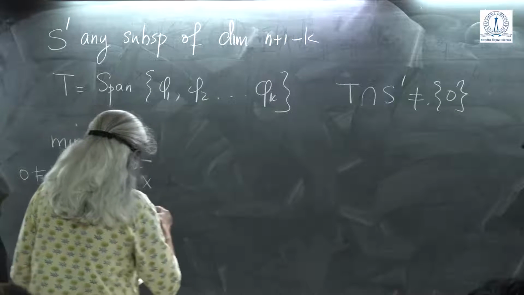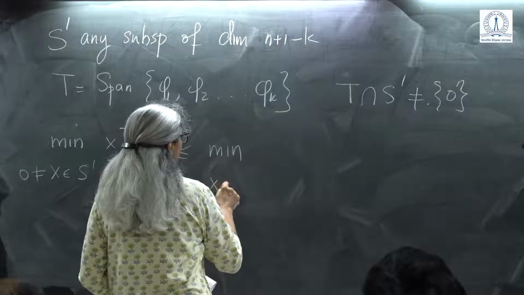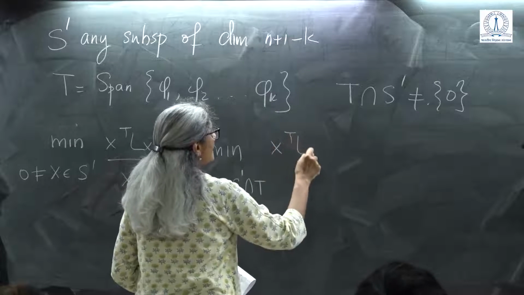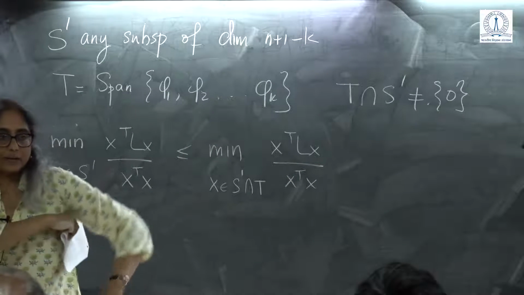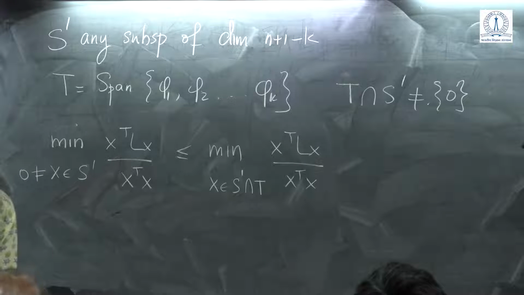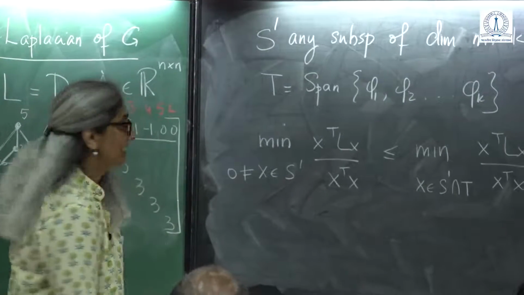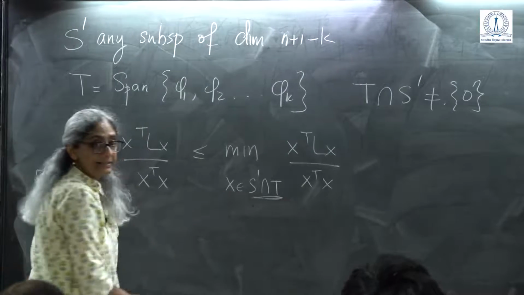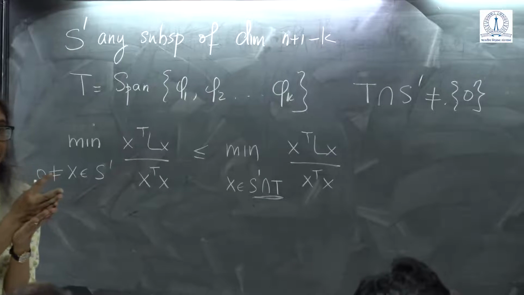All right, so we take this. And this is definitely less than or equal to the minimum over all x in the intersection of S prime and T of this. Do you agree with this? S prime is a subspace. If I only look in a piece of it, which is S prime intersect T, the minimum will not be as good as the overall minimum, okay? So this minimum is definitely less than or equal to this minimum where I have restricted the domain to be a part of the original domain, okay?